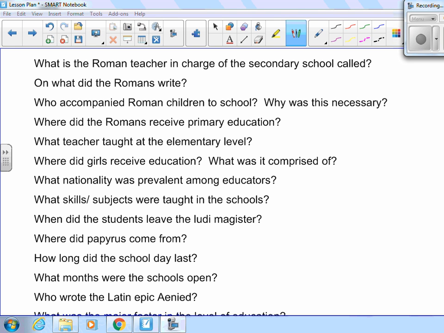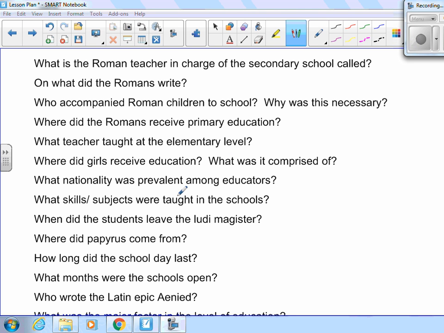What nationality was prevalent among the educators? That would have been Greek. What skills or subjects were taught in schools? Most of the education would have surrounded languages, especially Greek and Latin. They would have read poetry. They would have had to memorize passages. They would have to go through all the grammar of the passages. They would have learned a little bit about history, a little bit about geography, but most of the technical stuff that they learned was through being apprenticed, or an apprenticeship.